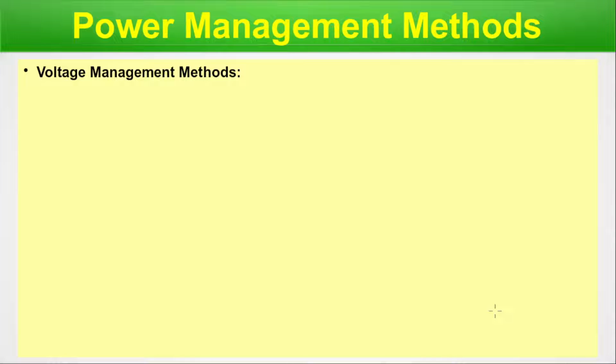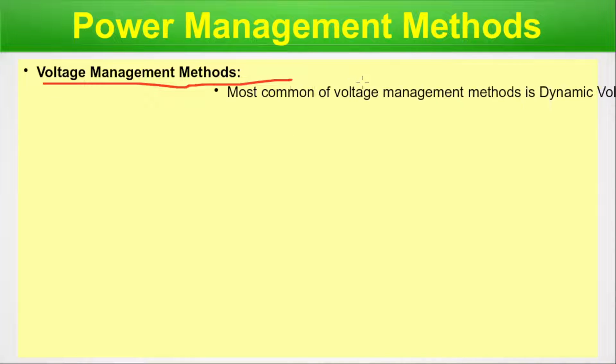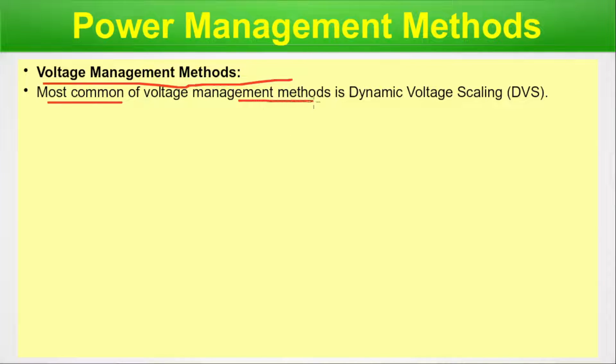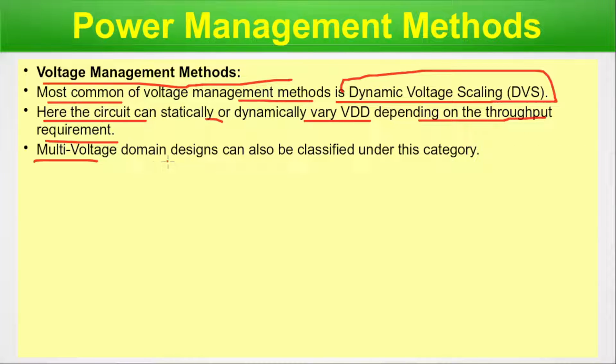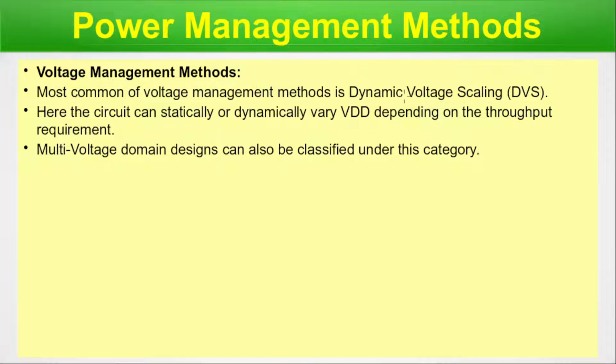So the first thing is the voltage management method. The most common voltage management method is dynamic voltage scaling, DVS. Here the circuit can statically or dynamically vary VDD depending upon the throughput requirement. Multi-voltage domain designs can also be classified under this category. So we have talked about multiple VDD domains, that is classified under the voltage management method. So these are basically methods of managing the power to the PMU or PMB.